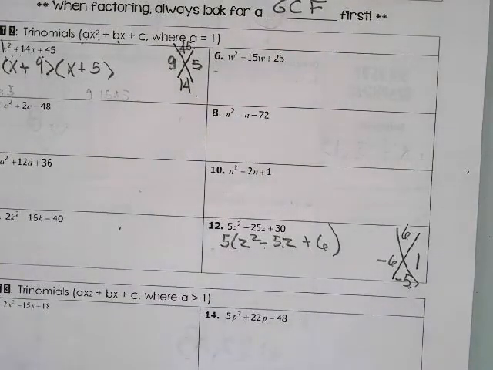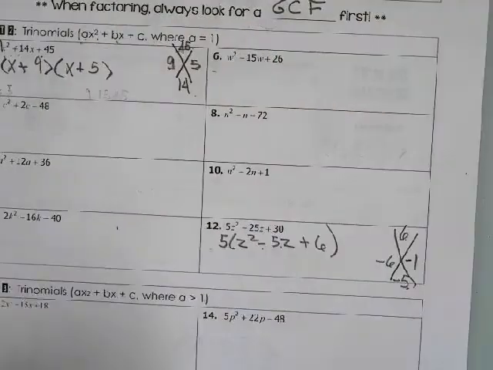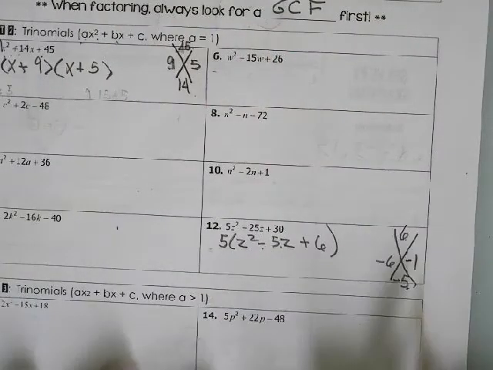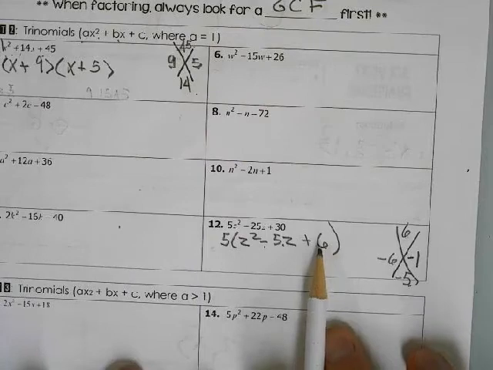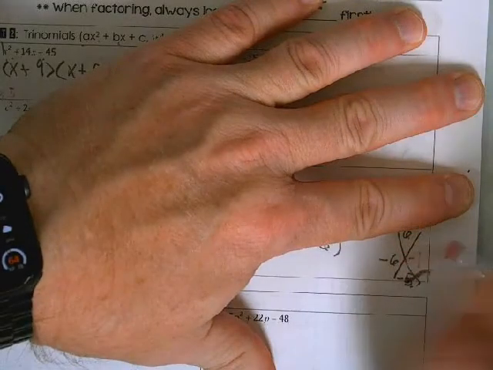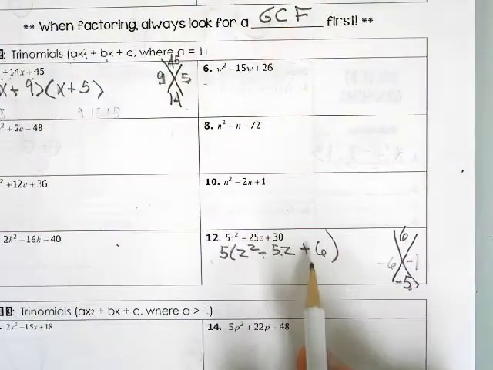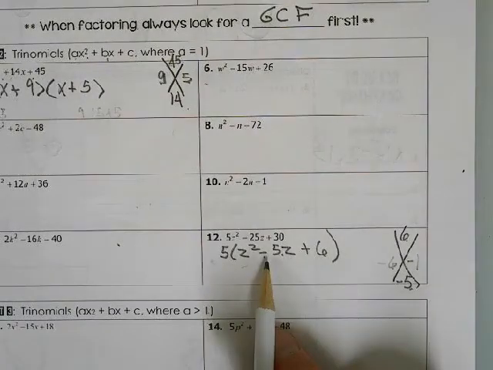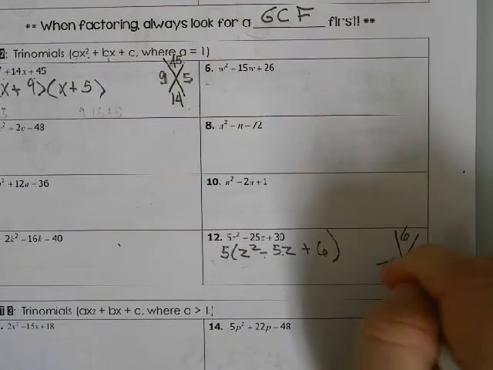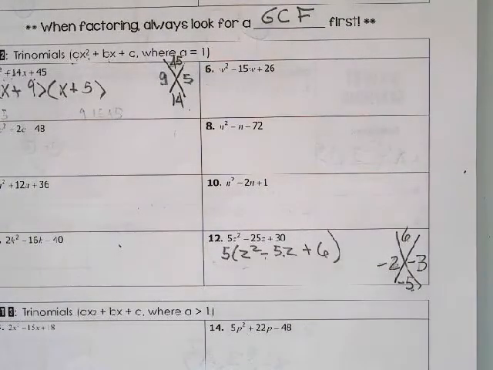Negative 6 and positive 1, negative 1, sorry. Negative 6 and negative 1. Because negative times negative is positive. That's not right, I'm sorry. 2 and 3. For this to be negative, yeah, both negative 2 and negative 3. Sorry about that.